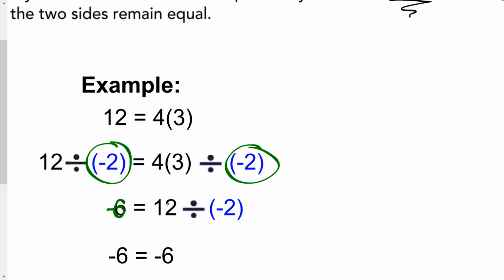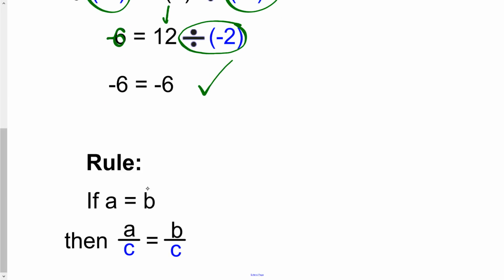Have a look at that. 4 times 3 is 12, and 12 divided by a negative 2. Well, we just did that here. On the left-hand side, that is negative 6. Does negative 6 equal negative 6? Why, yes, it does. So that does work out. The rule is basically this. If you have an equation where A equals B, and you divide both sides by C, as long as C is not equal to 0, then you should be good.